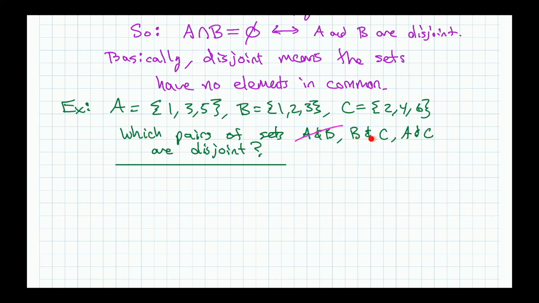Well, what about B and C? Well, B and C are here. So B has a 1, C does not have a 1. B has a 2, C has a 2. So they have an element in common. So B and C are not disjoint. So then we move on.